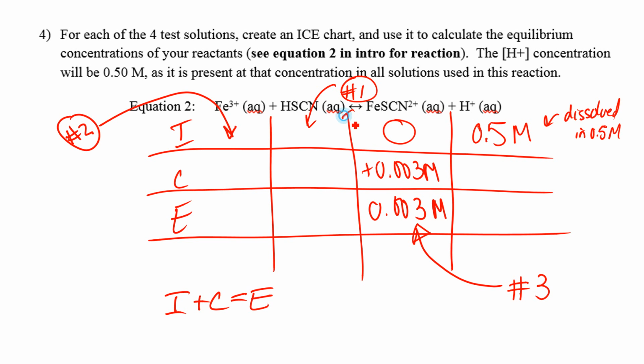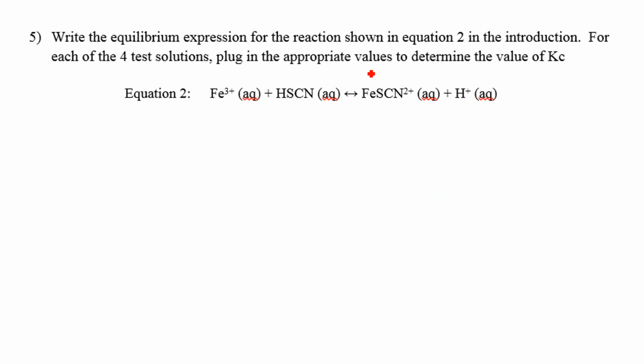Remember, the sign on one side of the arrow is going to be opposite to the other side of the arrow. So since my sign over here is positive, that means my sign on the change on this side is going to be negative. Okay, so you should be able to fill in your ICE chart. And then once you've filled in your ICE chart, you're going to plug your values from your ICE chart into your Kc expression.